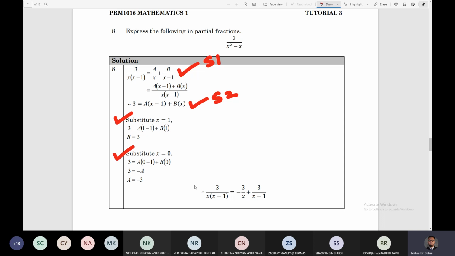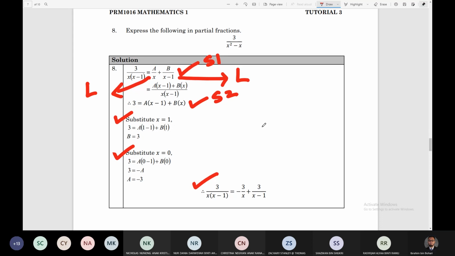And last, write down the fraction: negative 3 over x plus 3 over x minus 1. Question 8 yang ini paling mudah sebab dua-dua ni linear. This one is linear and x minus 1 is a linear function. Linear ni saya ingat tak ada masalah. Ramai boleh buat. Okay, settle question 8 and question 9.